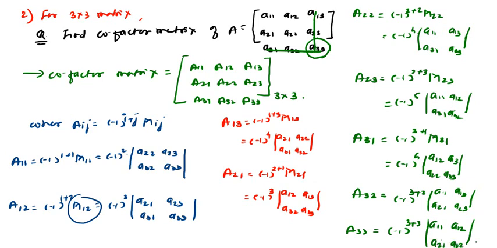So this is how we can find the cofactor of every element, so that we can find the cofactor matrix of the given matrix. For example, suppose find the cofactor matrix of A equal to 1, 2, 3, 4.